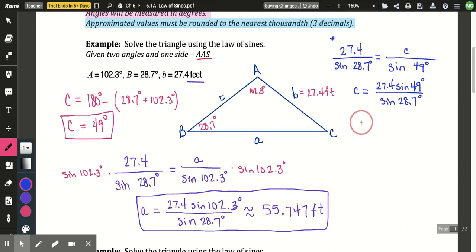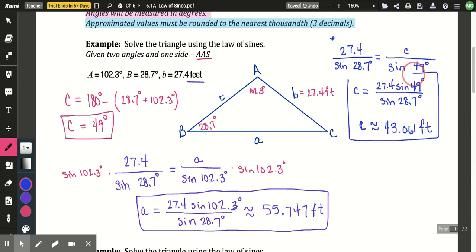Okay, so this would be an exact answer. And then I would need to put that in the calculator. And when I put that in my calculator, I would get 43.061, again, feet. So this would be my last answer on this one.